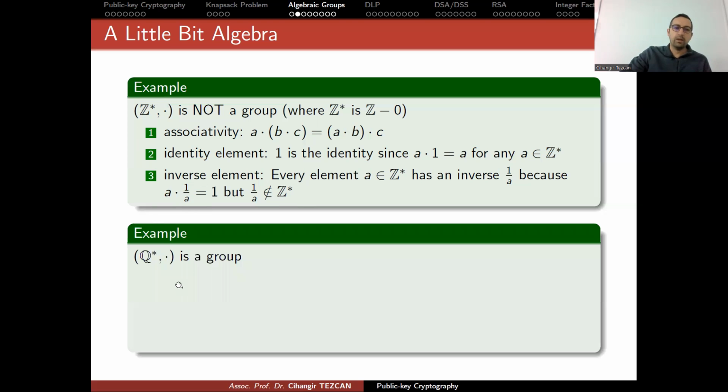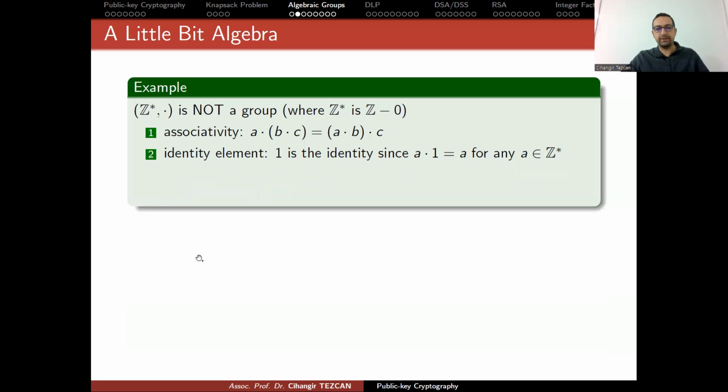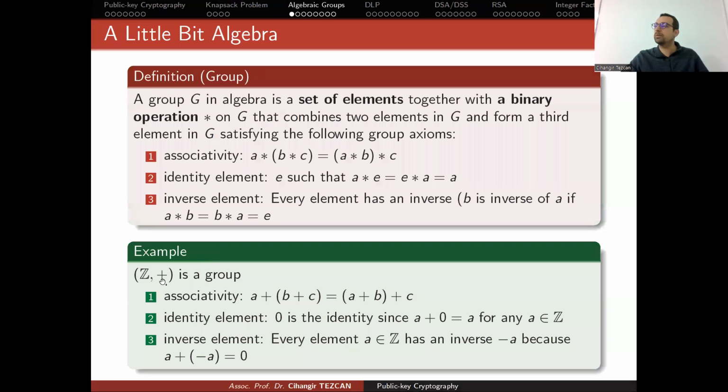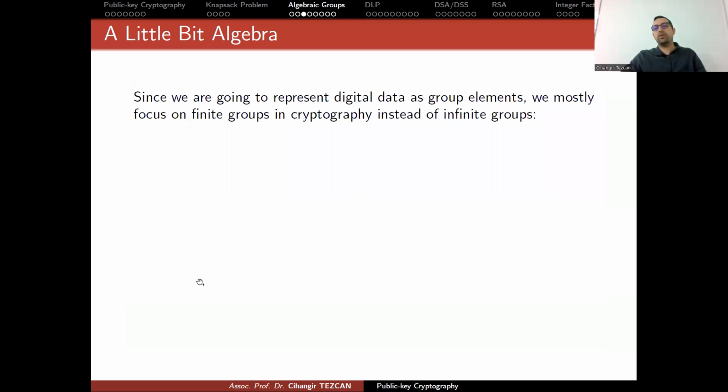Okay. But if you move on to rational numbers, where of course you remove 0 because of this star, then multiplication is a group here, because now we have the inverse element for every A. So as you can see, the very basic definition. We have actually seen an example where we have a group with the addition operation, and where we have the multiplication operation. Now we are going to talk about combining both and so on.